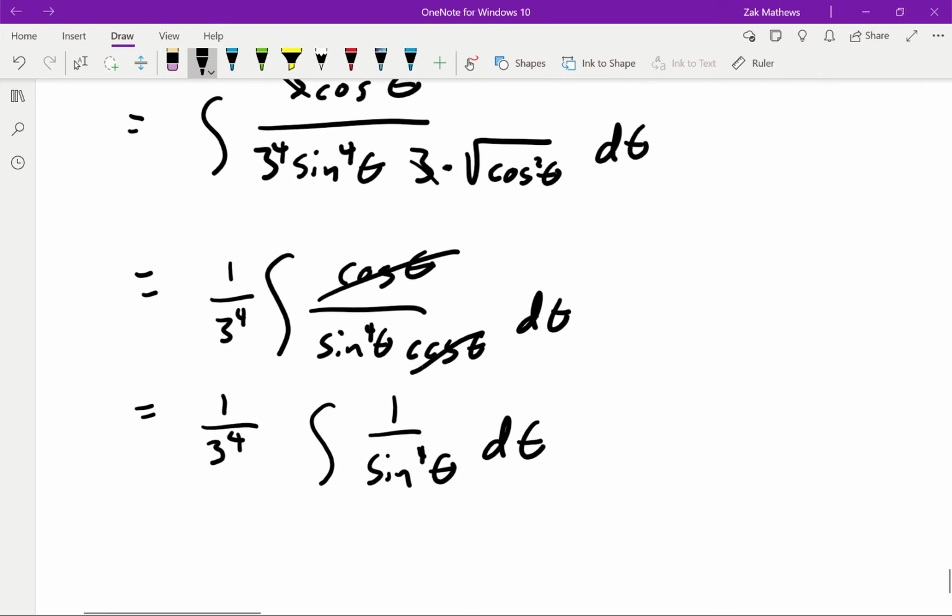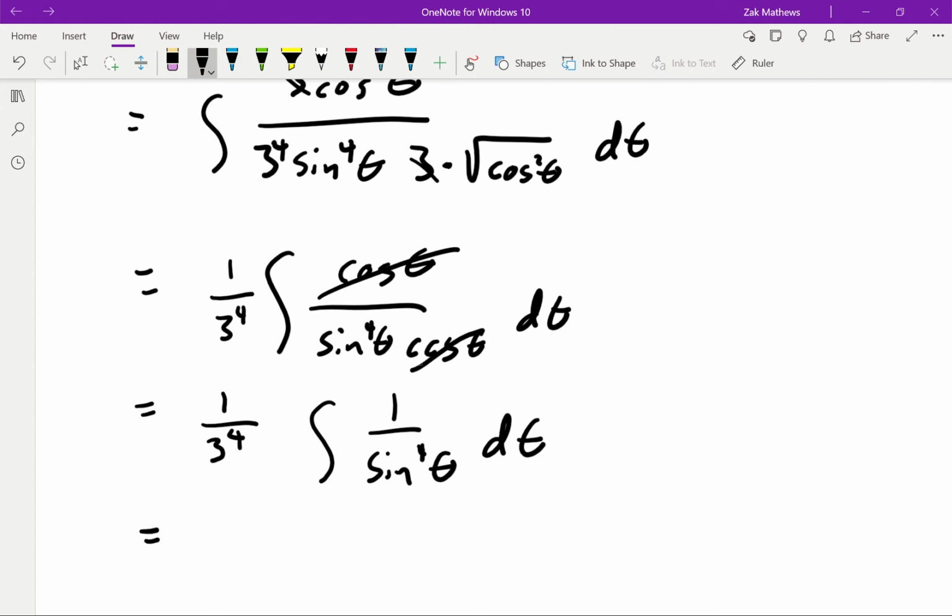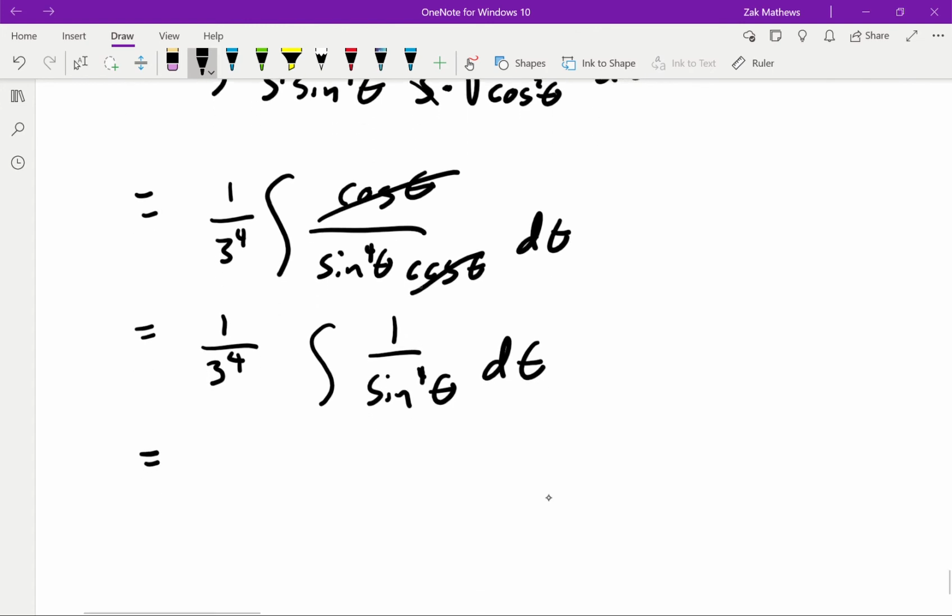And so we can now, 1 over 3 to the fourth, I'm going to go ahead and write as 81. I'm going to bring that sine to the fourth up to the numerator as a cosecant to the fourth theta d theta.